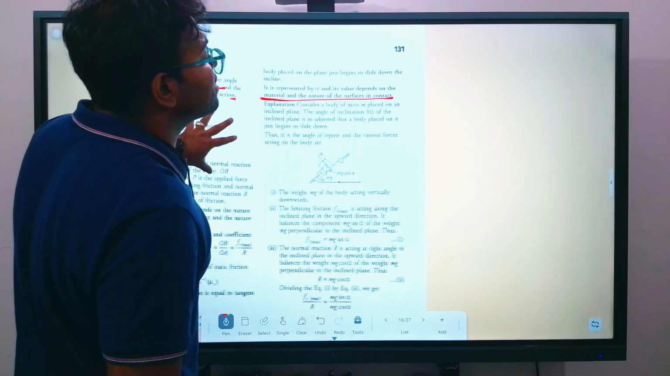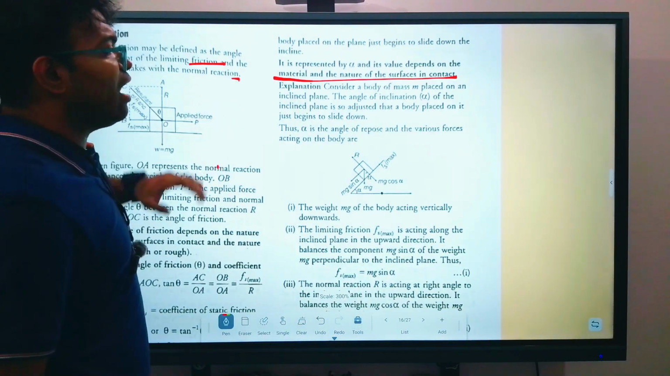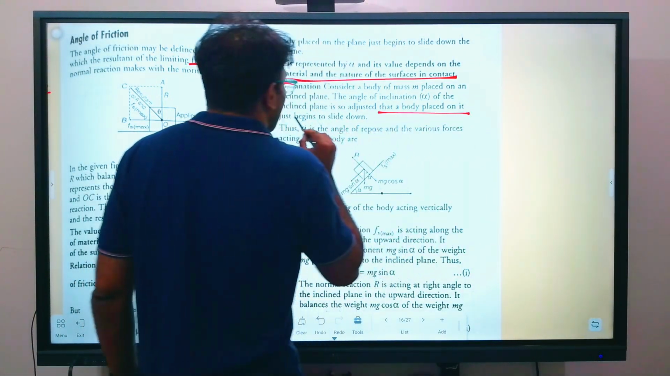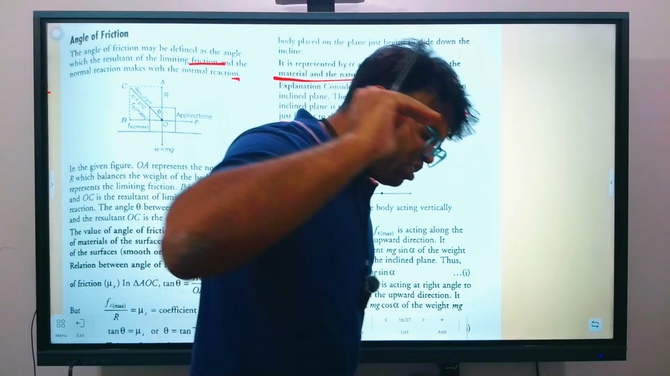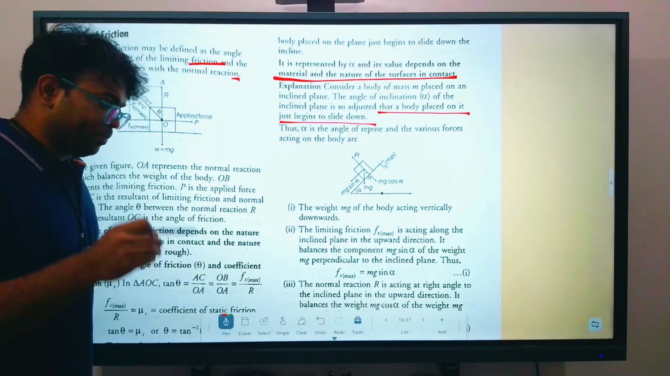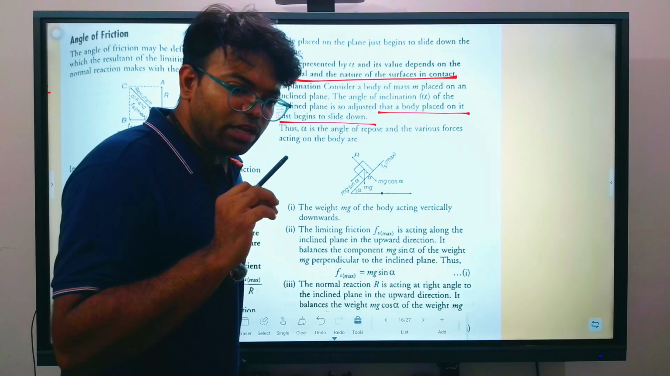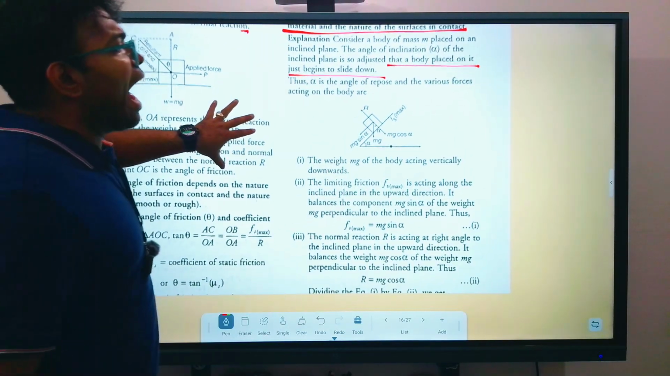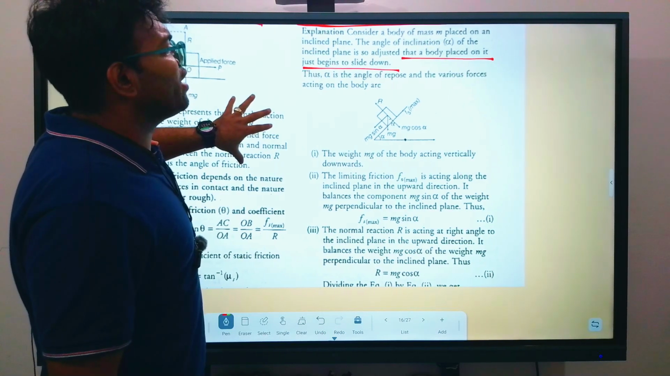Consider a body of mass m placed on an inclined plane. The angle of inclination alpha of the inclined plane is so adjusted that the body placed on it just begins to slide. The body slowly just starts to slide, and that angle is called the angle of repose. Did you understand this? You understood this, right, Drupad? Okay, let's move on.